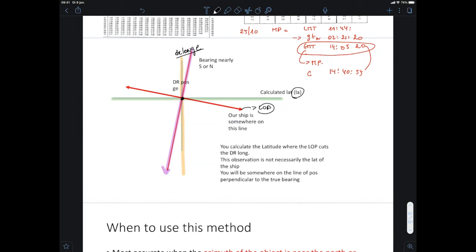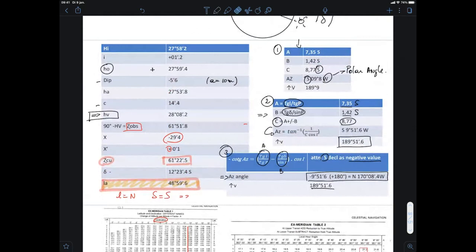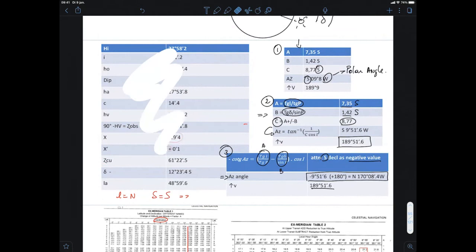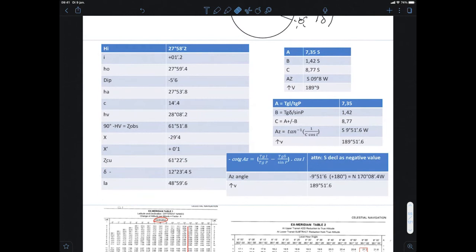Okay. What you also could have done was, I will erase all the rest here. This is just to try to make it a little bit clearer to you, or try to tell you what this method is about. What you also could have done was, if you have the true altitude, you can also calculate with the formula that I explained to you earlier, the calculated altitude. And if you then compare the true altitude to the calculated altitude, you get the delta H. Voila. This delta H is your intercept.